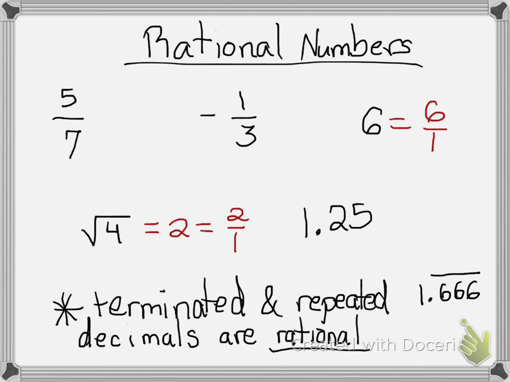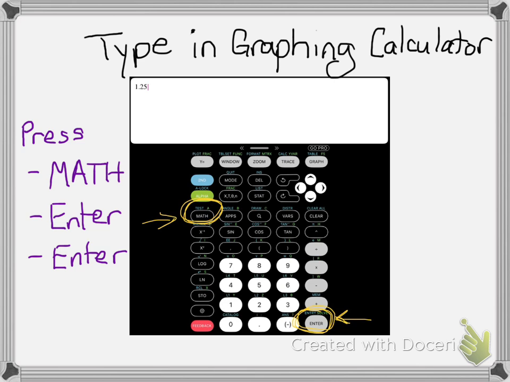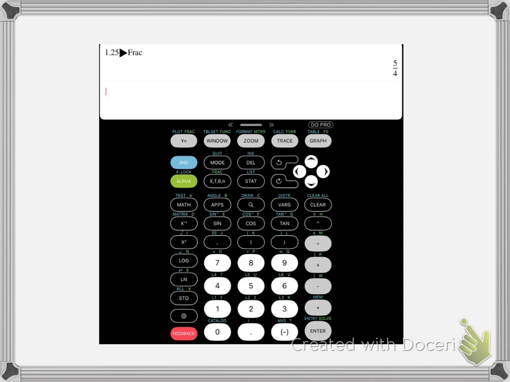If you don't feel like thinking about it, what you can simply do is type the decimal into your calculator. So if you have a graphing calculator, you type that number in, you'll press math, and then press enter. So you can press enter twice. And if it shows you that your decimal can turn into a fraction, that's how you know it's rational.